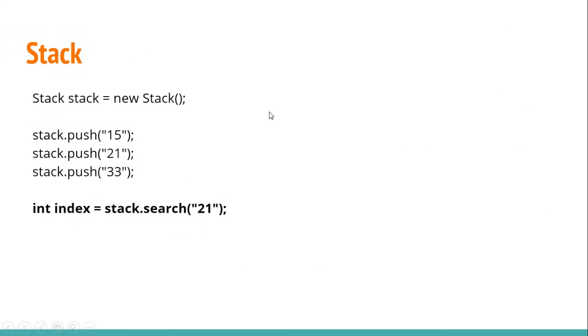Okay, so this is a simple implementation. We have created a stack using a simple blank constructor, pushed 3 elements 15, 21, 33 into it, and we are searching for the element 21. What will be the output of this line? What is the value of index?